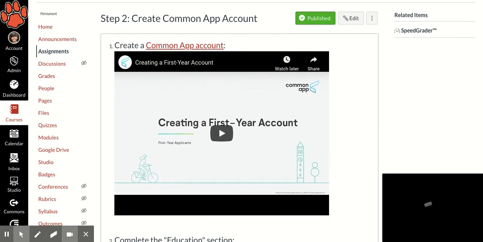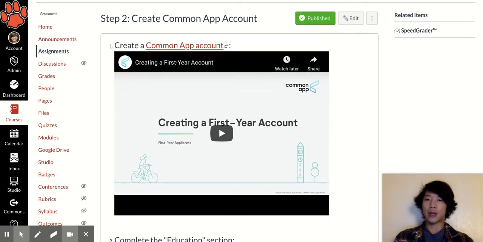And here's where we get to creating a Common App account. So if you click this link, it'll take you to the Common App where you can create your own account. The Common App is an online platform where you can apply to hundreds and hundreds of colleges. As the name suggests, it's very common and almost all universities will use the Common App.